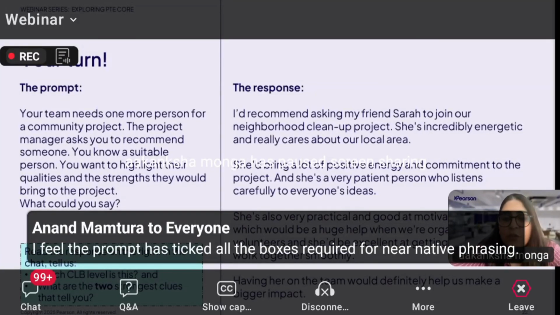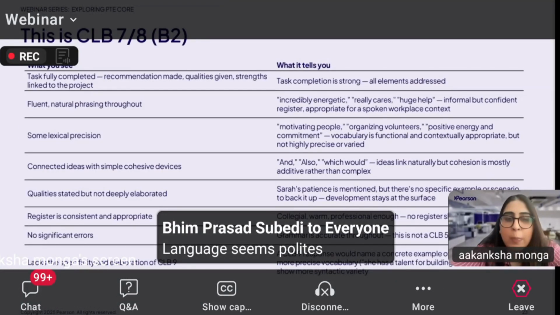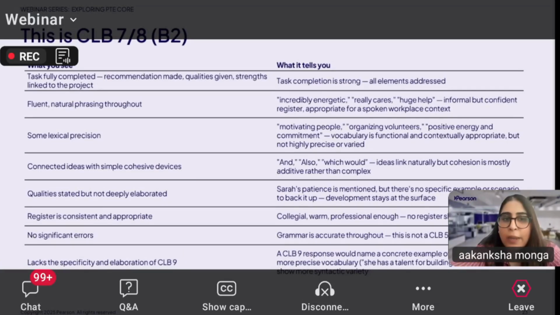Okay, excellent. Thank you so much for sharing your responses, everyone. Let's take a look. This response for this prompt is in the B2 category, solidly CLB 7 or 8. The task is complete, as you can see. So all the elements were addressed. The recommendation was made, which was the main point of the prompt. So they've been able to complete the task.